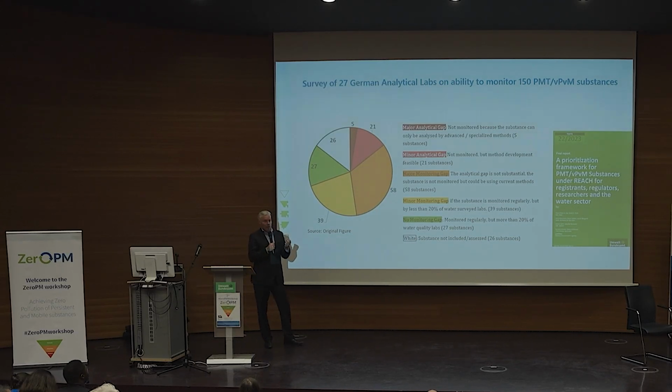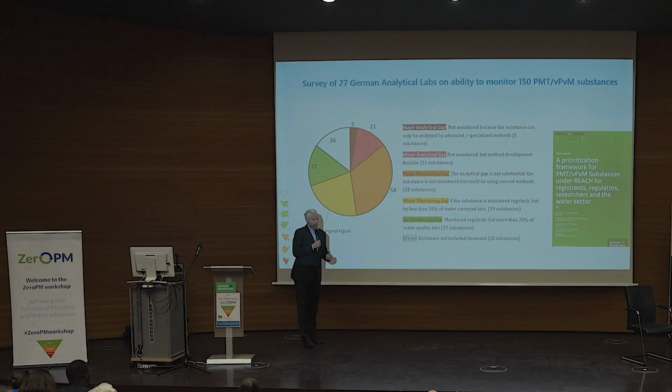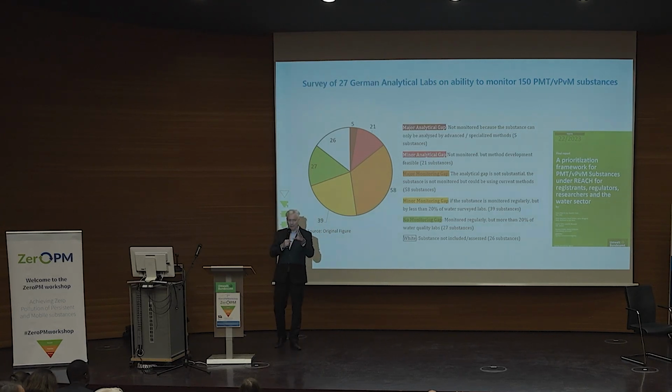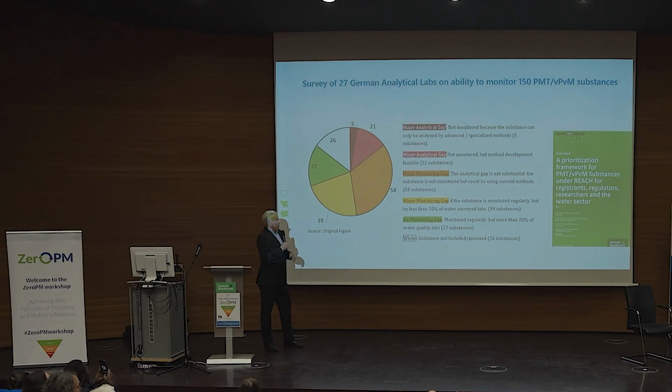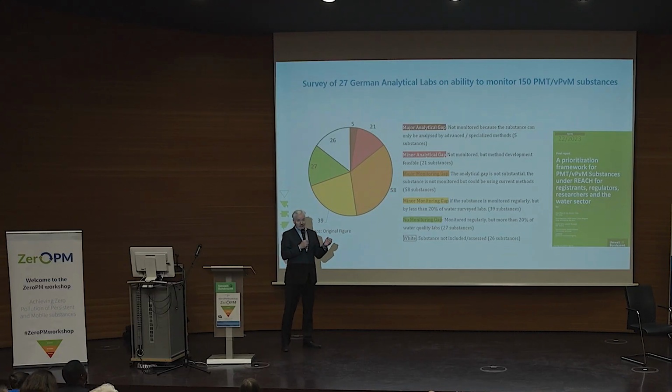This is one of the initial reasons for looking at persistent mobile substances. And in that report that was introduced this morning, we did interview all the analytical labs around Germany, and we gave them a list of 150 potentially PMT or known PMT vPvM substances, and asked them, could you measure this? And there's still a handful of substances that all labs say they had an analytical gap. They would not know how to analyze this, even if you gave them a lot of resources.